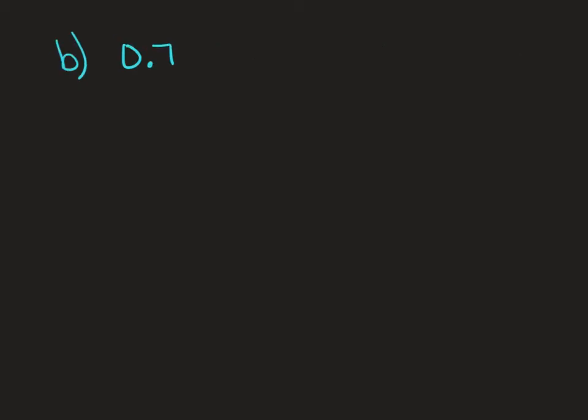B part, we have 0.7. Once again, we're going to move our decimal 2 places to the right. But when I move 1 place to the right, I run out of space. There's nothing else behind that digit. But I still have to move 2 places. So I go 2 places right, and I need a placeholder. Always use 0 as a placeholder. So we have 70%.